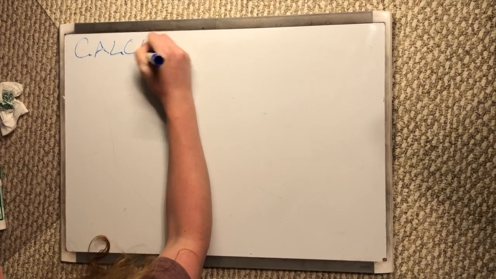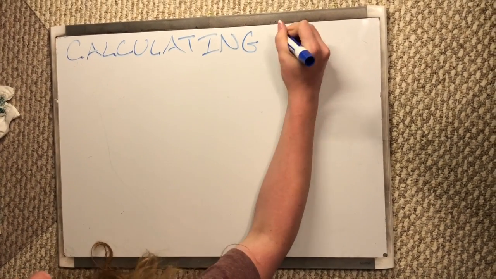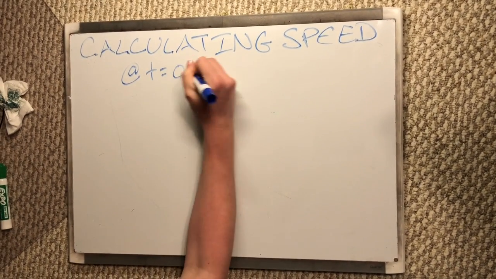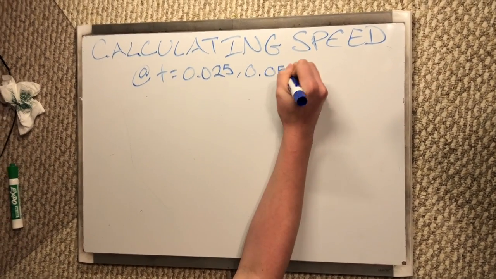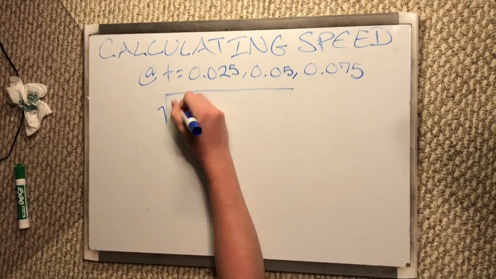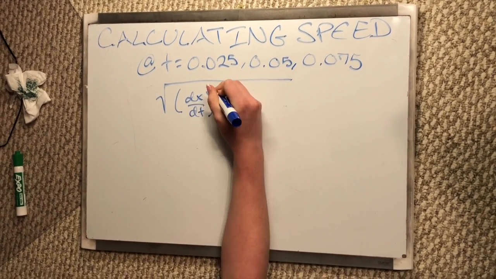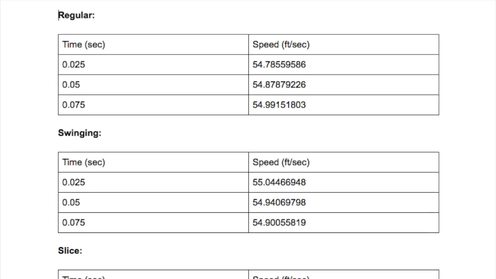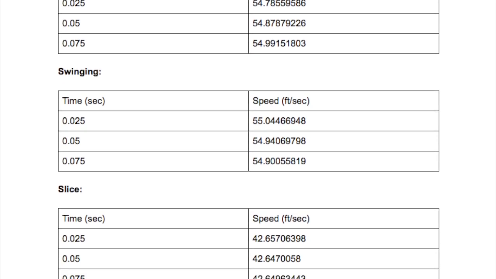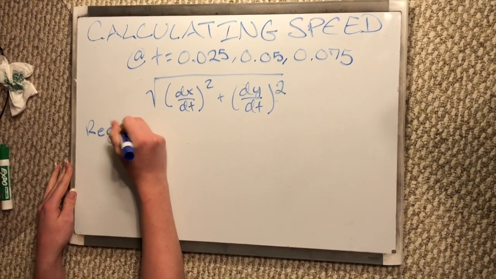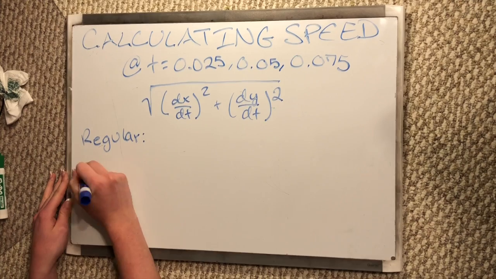Next, we use the speed formula and for each shot calculated speed at 3 points, 0.025, 0.05, and 0.075. We chose these points because, due to physics, this is where the ball will be traveling the fastest, and also this is where an opponent would attempt to hit the ball back. Here's the data for the values at these 3 points. After averaging the 3 values of each shot, these were our results in feet per second.